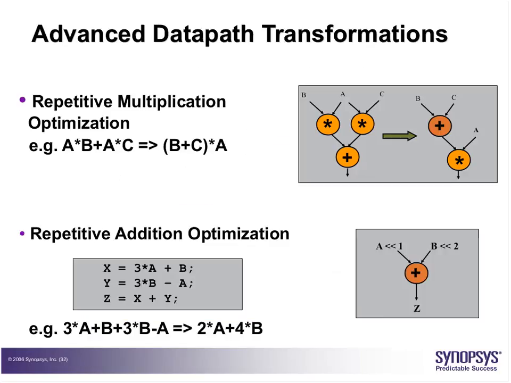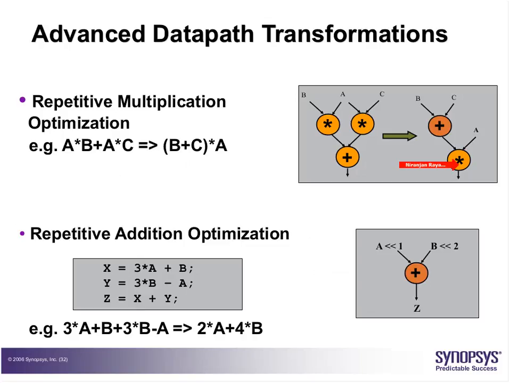So again, an example of data path transformation, where there are 2 multiplications and an addition. What DC will do is try to do the addition first and then do the multiplication. So this is A into B plus A into C. A is common here, so it will do B plus C and then multiply by A. It knows that from your expression. It will do a proper transformation and resource sharing to make sure that the circuit meets the timing requirement, right.